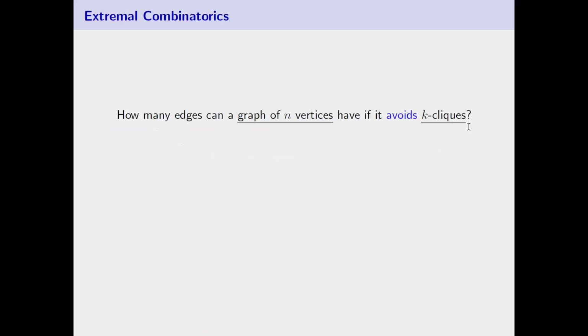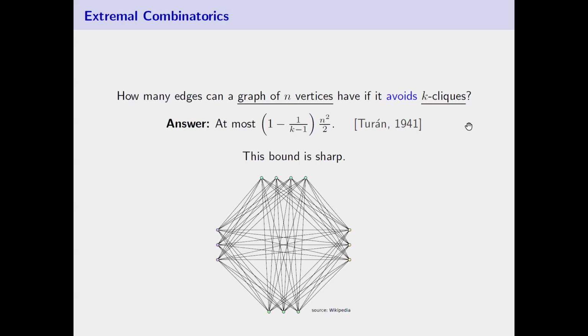And a very typical question is, how many edges can a graph of n vertices have if the graph doesn't have a clique of size k? This is actually one of the first questions of extremal combinatorics, and it was solved by Turán in 1941. This is the answer. It's quite precise. There are even extremal examples. A (k-1)-partite graph achieves this bound.